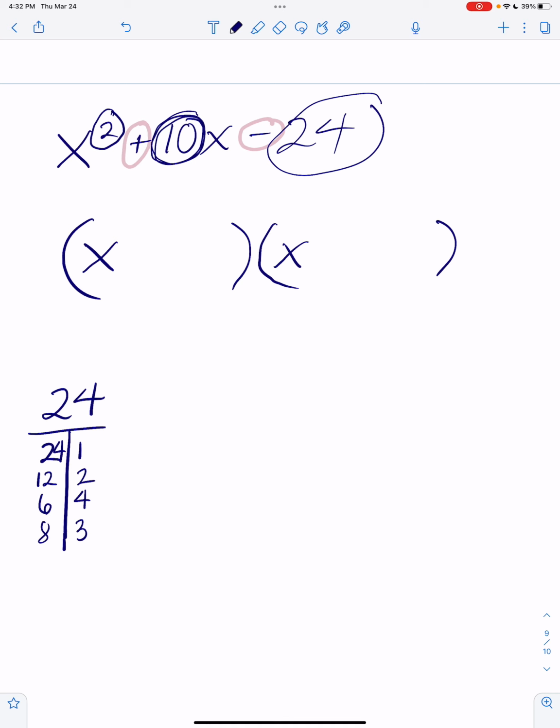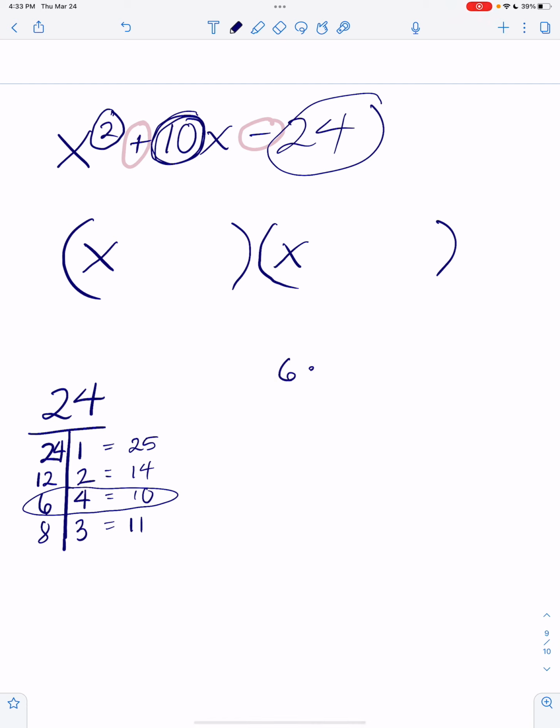So let's see. 24 plus 1 gives you 25, right? Let's just do all the addition ones first. 12 plus 2 gives you 14. 6 plus 4 gives you 10, okay? And 8 plus 3, of course, will give you 11. So the only one so far that looks like it's going to work is this 6 plus 4. Let's see if we can make it work, because we got to remember our symbols.